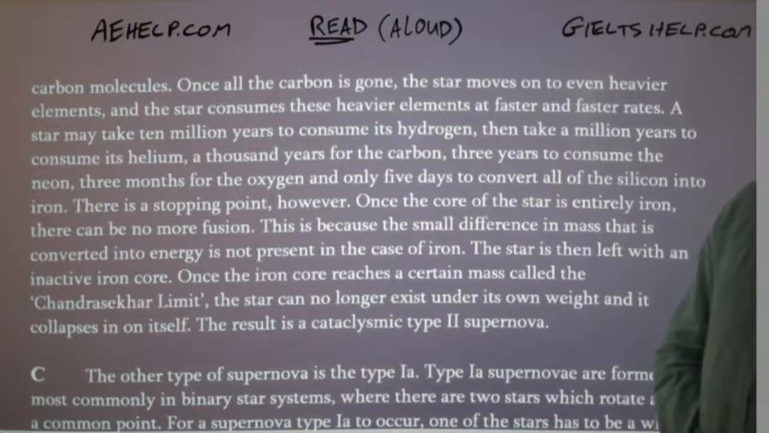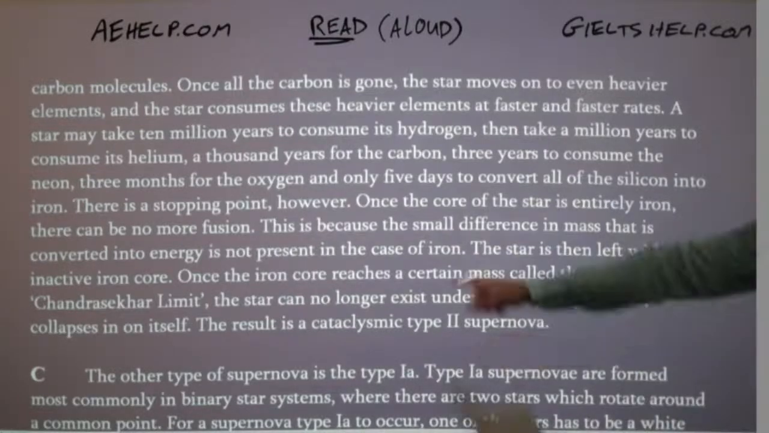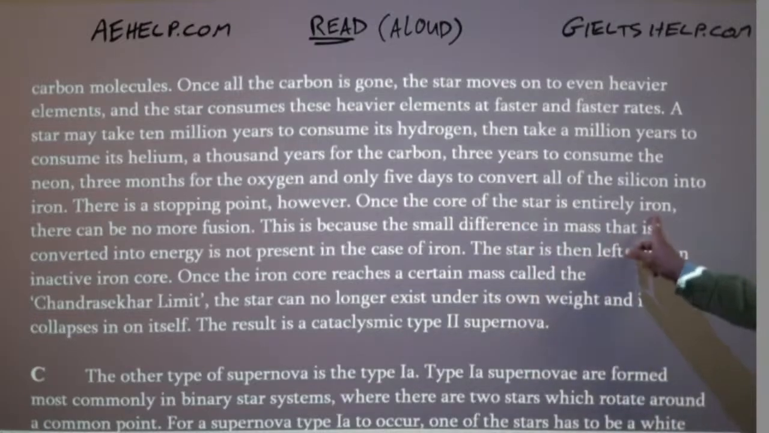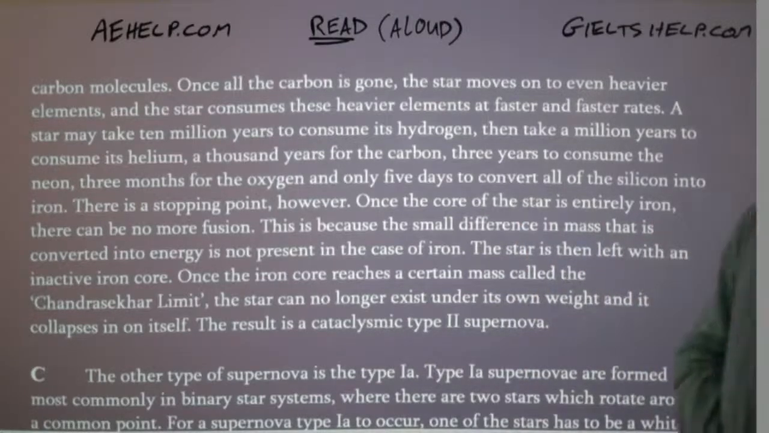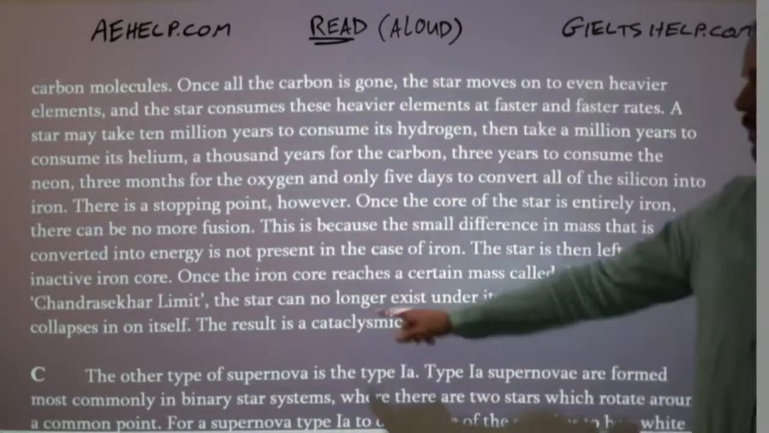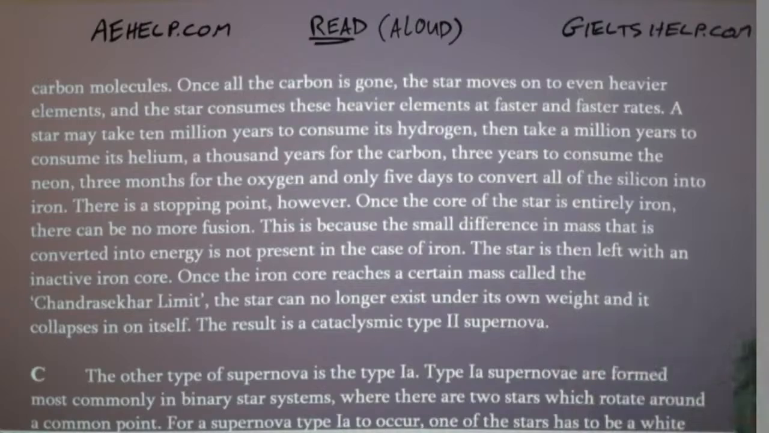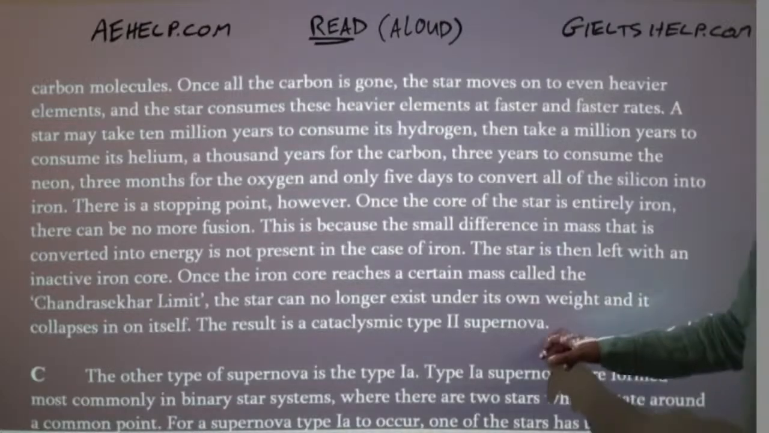There is a stopping point, however. Once the core of the star is entirely iron, there can be no more fusion. This is because the small difference in mass that is converted into energy is not present in the case of iron. The star is then left with an inactive iron core. Once the iron core reaches a certain mass called the Chandrasekhar limit, the star can no longer exist under its own weight and it collapses in on itself. The result is a cataclysmic type 2 supernova.